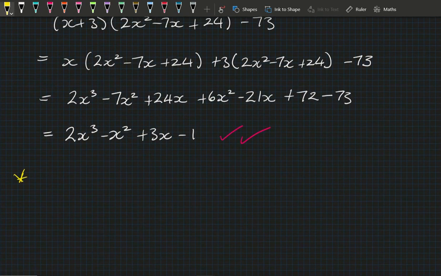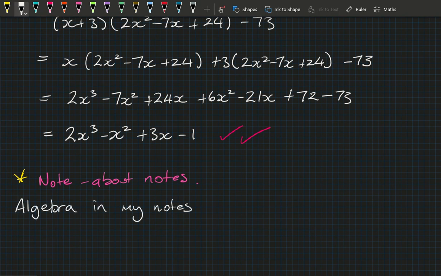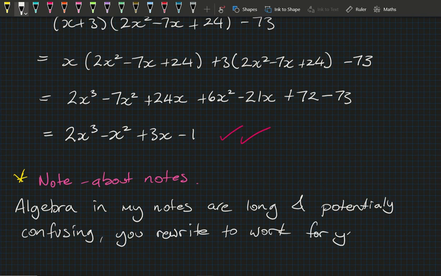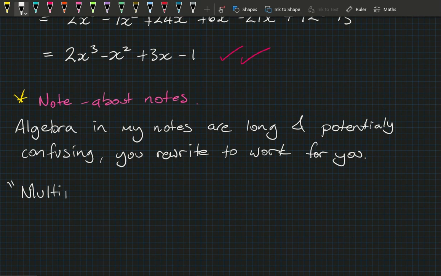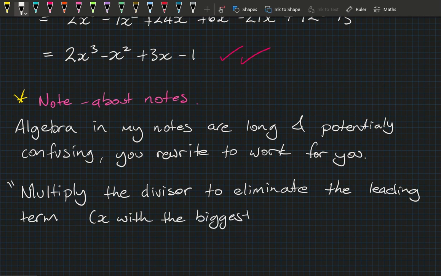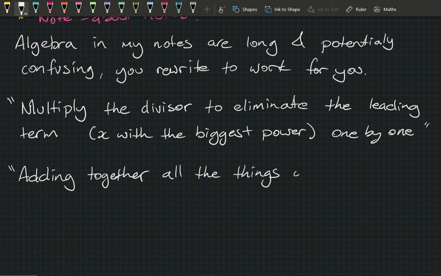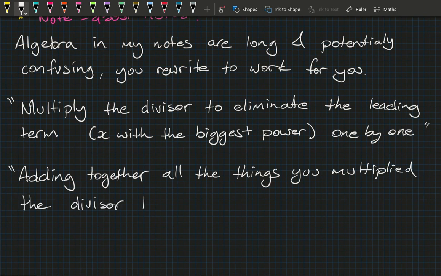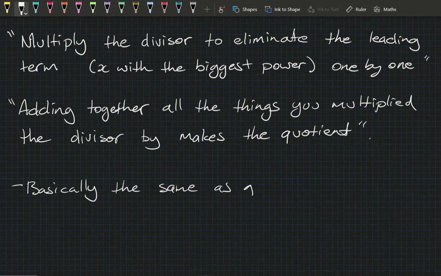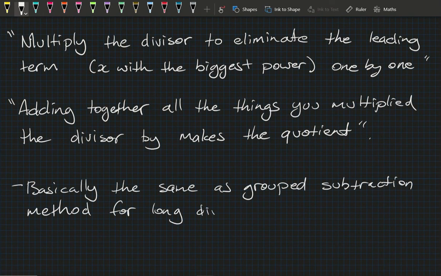Also, I think it's worth taking a note about your notes. So lucky for you, the algebra wasn't as long as I was planning, but I still think it's potentially confusing, and you've got to think about how to express it to make it work for you. But make sure it says basically that we multiply the divisor to eliminate the leading term, the x with the biggest power, one at a time. But then once we get to a point where we can't divide by a linear object anymore, we add together all those terms that we've multiplied the divisor by, and that makes the quotient. It is basically the same as the grouped subtraction for long division.